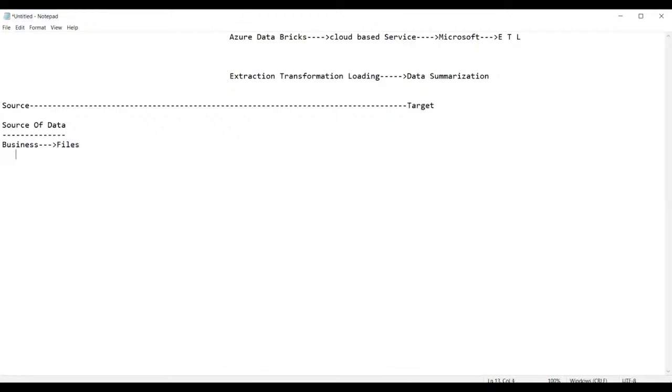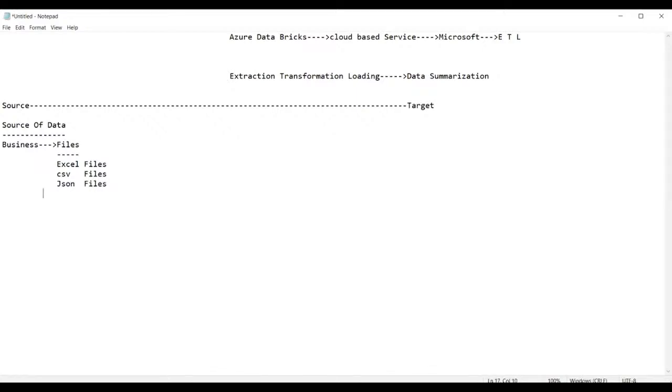So what are the types of files you have? The files are the following. We can have Excel files, and we can have CSV files, which stands for comma separated value files. Okay. And you have JSON files. JSON stands for JavaScript Object Notation files. Okay.